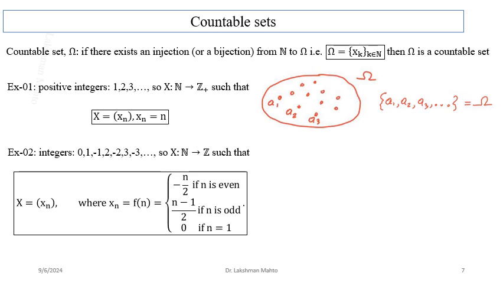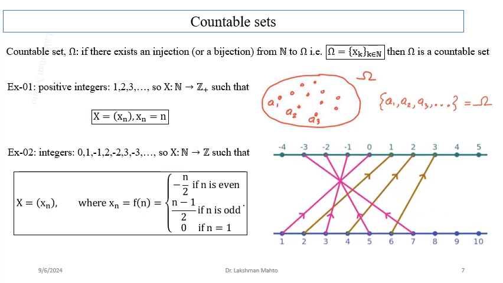Now in the next part of the function, take an odd number, subtract 1 and divide by 2. What will you get? You will get non-negative integers, including 0. If n equals 1, 1 minus 1 is 0, divided by 2 is 0. So 1 is mapped to 0. The next odd number is 3; 3 minus 1 is 2, divided by 2 is 1. So 3 maps to 1, and 5 maps to 2, like that. So odd natural numbers map to 0, 1, 2, 3, the non-negative integers.